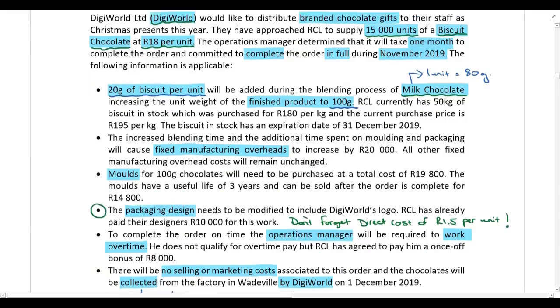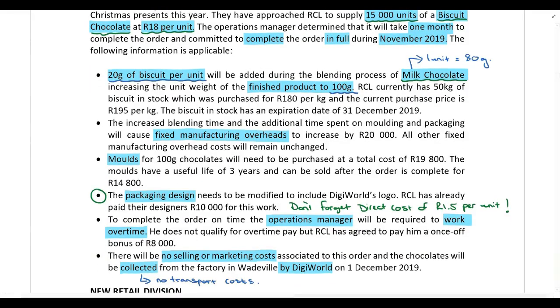All right. But in addition to those direct costs, we obviously also need to take into account the relevant cost of the biscuits, which are going to be added during the blending process. So first, you're going to need to calculate how much biscuit is required in total. We know that they are going to require 20 grams of biscuit per unit. So calculate how much biscuit they need in total. Multiply that by the 15,000 units. Then, that's obviously going to give you an answer in grams.